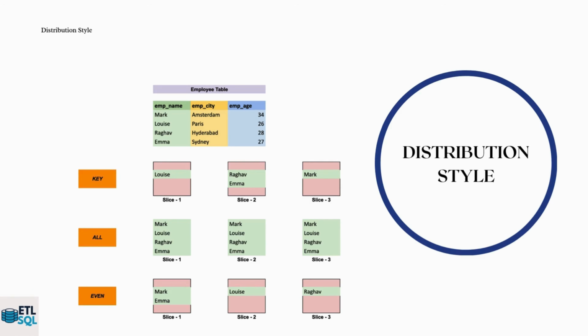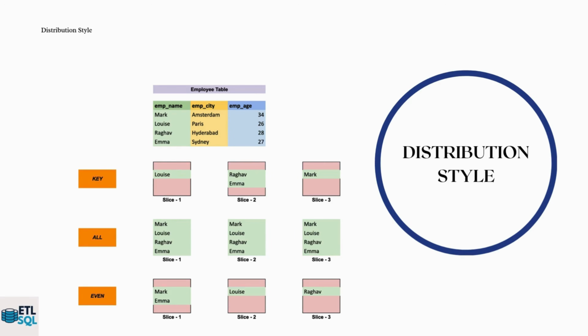So you can see here I have the employee table with 4 rows and 3 columns. And you can see when I use the key, here I'm using name as my key column. So the first value, Mark, goes to slice 3, second goes to slice 1, and third and fourth go to slice 2. So this distribution key column goes through a hashing algorithm that determines which slice will hold this value.